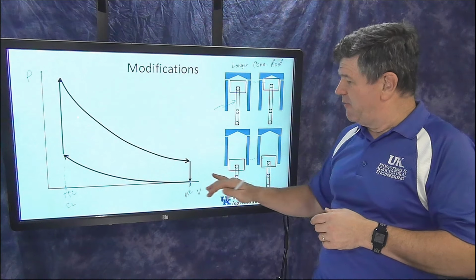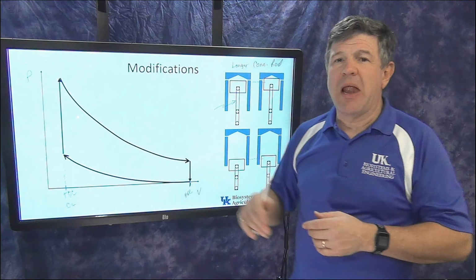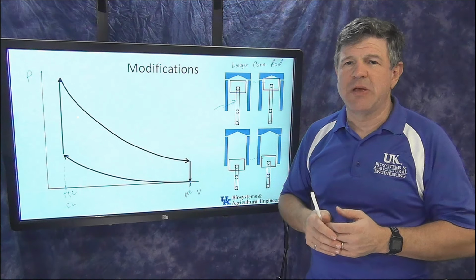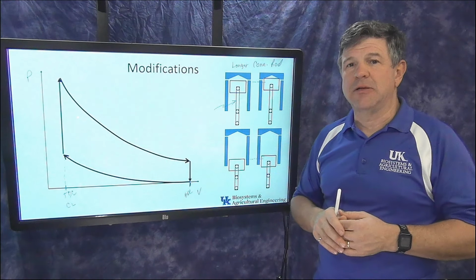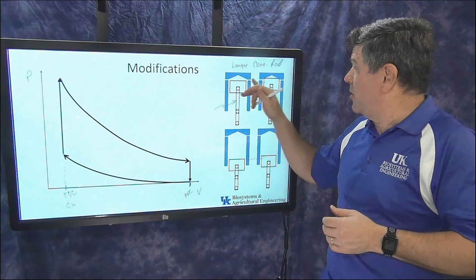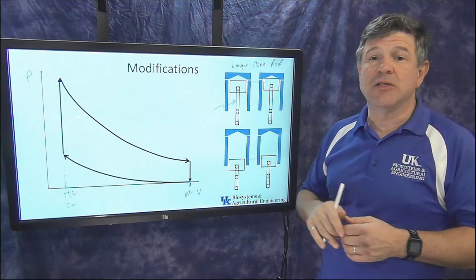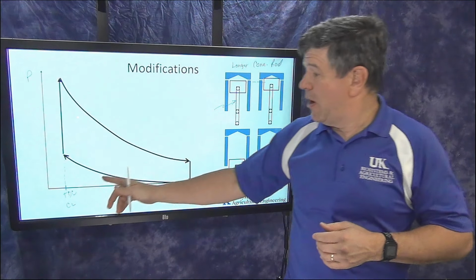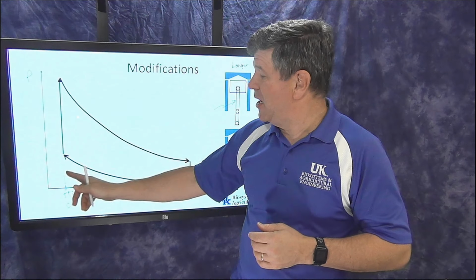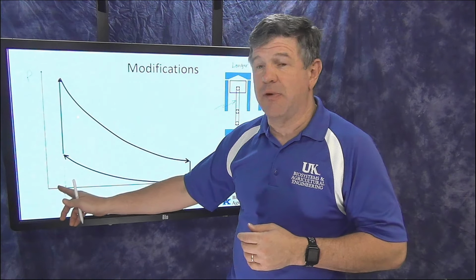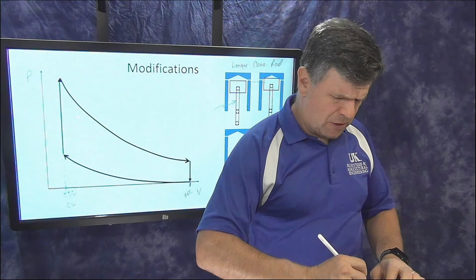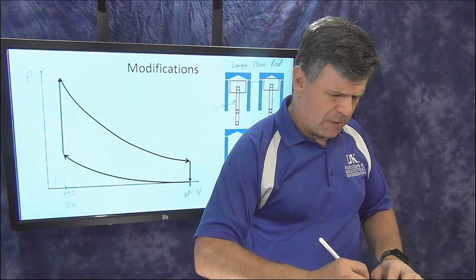So what's changing? If this was the original, the dark black lines there are my original PV curve for that engine. How does that change with the longer connecting rod? Well, we know right away that with a longer connecting rod, my clearance volume is a lot smaller. So where my clearance volume was here at top dead center, it's going to move to the left. My new clearance volume is going to be somewhere down here.